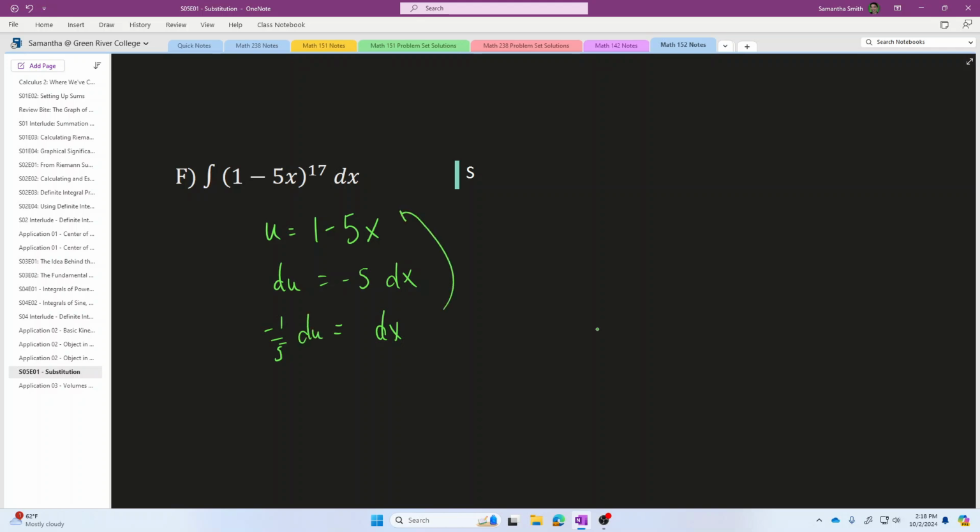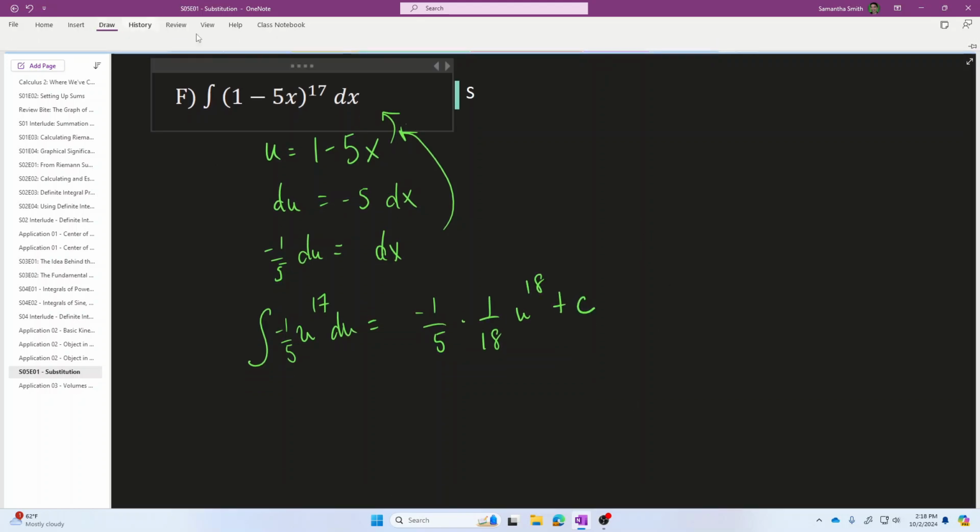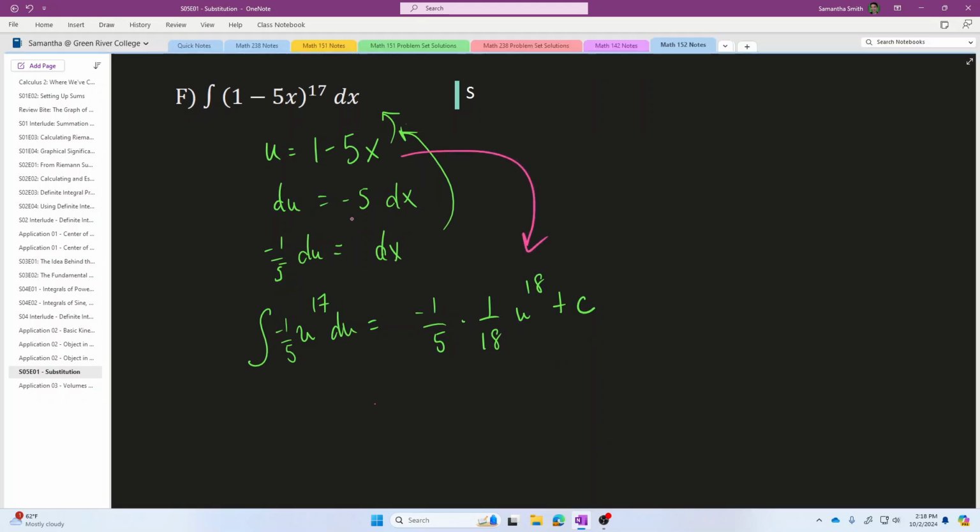If I put all this information into my integral, then I get the integral of u to the power 17 times -1/5 du. And I can integrate that just using the power rule: u to the 18 over 18 plus c. And all that's left for me to do at this point is put that original variable x back into place. -1/5 times 1/18, whatever that is, times the quantity 1 minus 5x to the power 18, plus c.